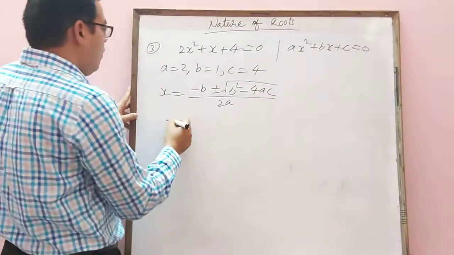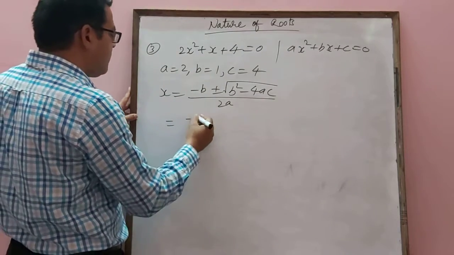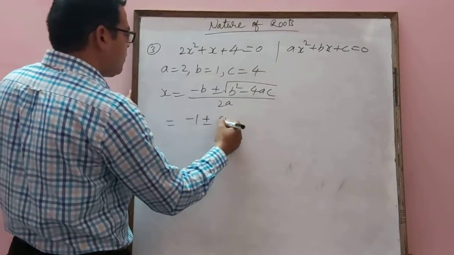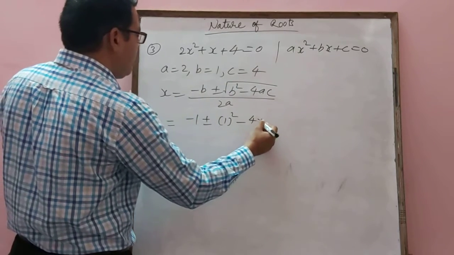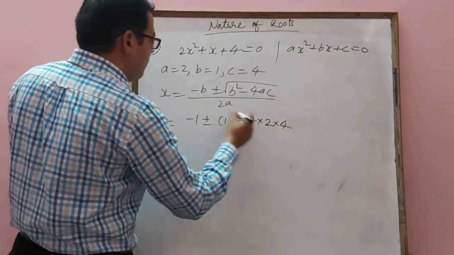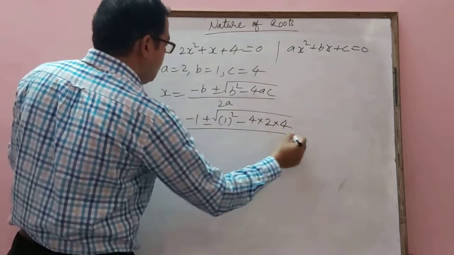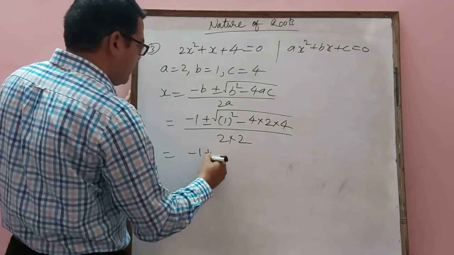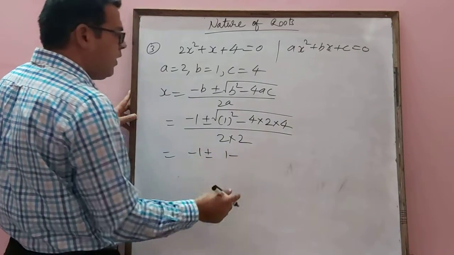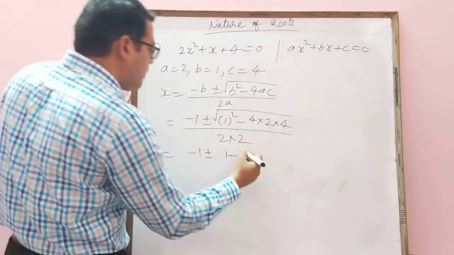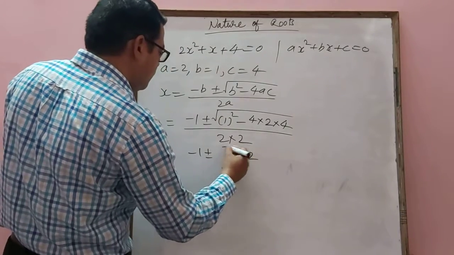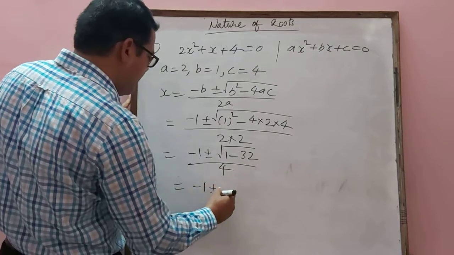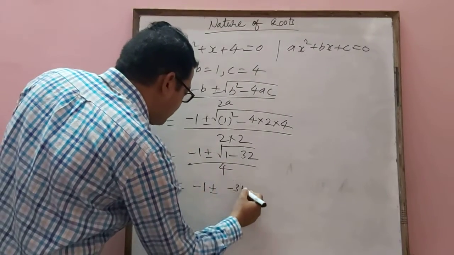Right. So what is the value of b? That is 1 only. So minus 1 plus minus square root of b square, means 1 square, then minus 4 into 2 into 4, by 2a, 2 into 2. So minus 1 plus minus, now 1 square means 1 only. 4 2s are 8, 8 4s are 32. So we can write here minus 1 plus minus square root of 1 minus 32, means minus 31.